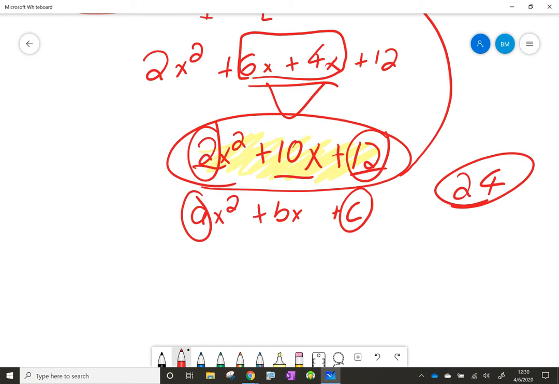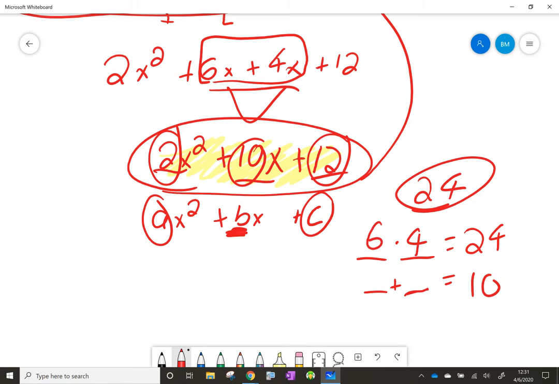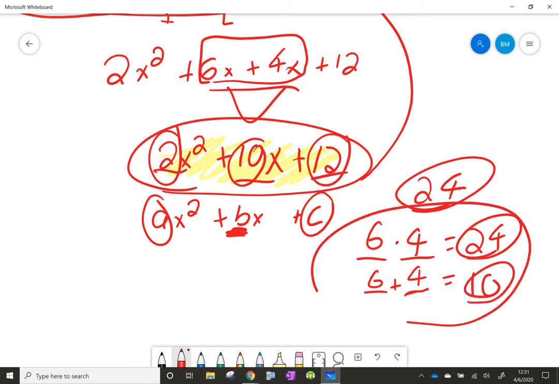That's our target number. Now, the question was asking what two numbers multiply to make that value of 24, but also the same two numbers that add to make that middle value, which is 10. The b value, our middle value, was 10. So there's a pair of numbers that multiply to make 24, and the exact same pair of numbers that add to make 10. Can you think of what they are? The answer here is 6 and 4. 6 times 4 makes 24, but the same two numbers, 6 and 4, add up to make 10. This is the key to factoring.